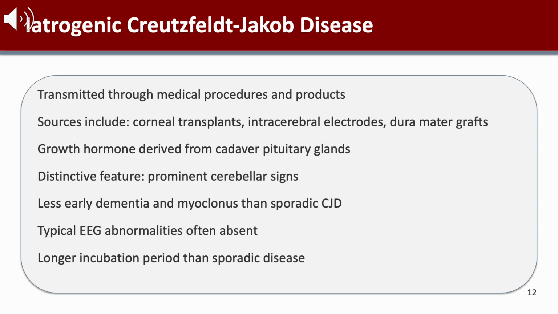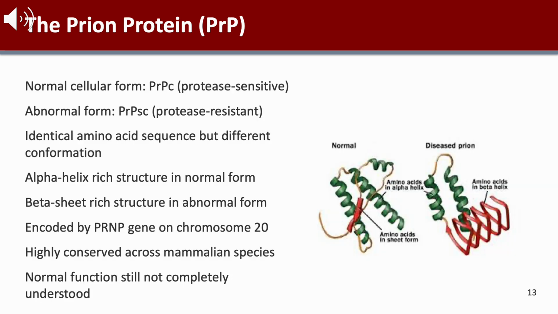The clinical presentation of iatrogenic disease differs from sporadic disease, with prominent cerebellar signs, less early dementia and myoclonus, and often atypical or absent EEG abnormalities. The incubation period tends to be longer than sporadic disease, reflecting the route of transmission and the amount of infectious material introduced. The prion protein is the central player in prion disease pathogenesis.